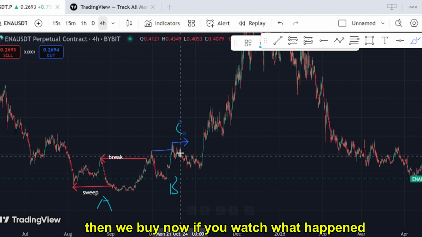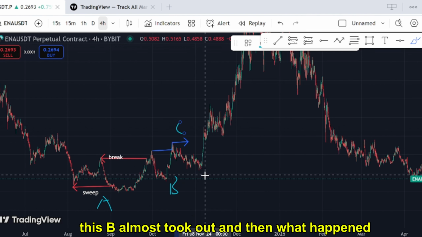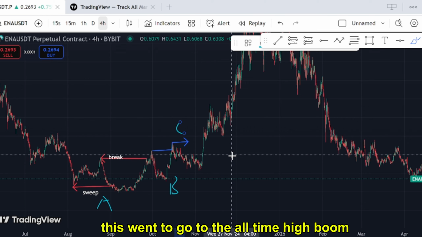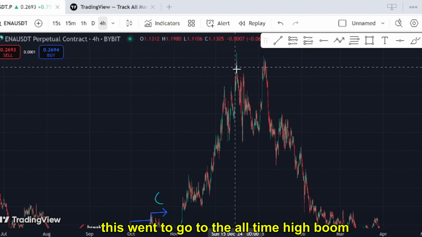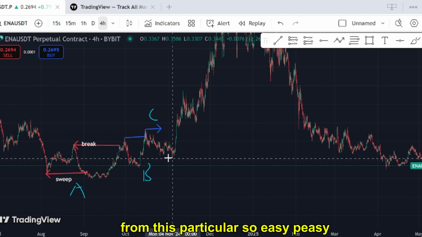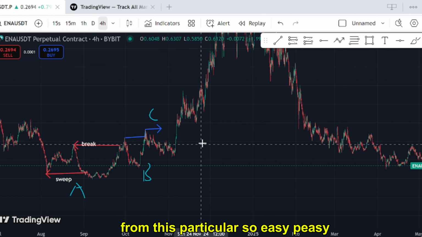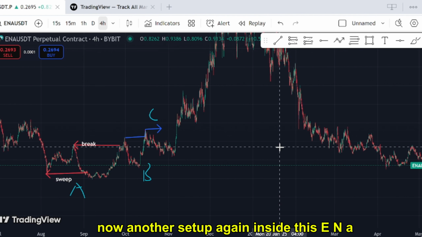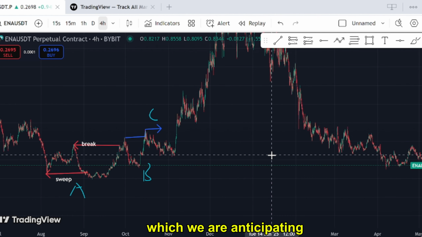Now if you watch what happened, this B almost took out, and then this went to the all-time high. Boom. So what we're expecting to do is to buy from this particular zone. Easy peasy. Now another setup again inside this ENA which we're anticipating.